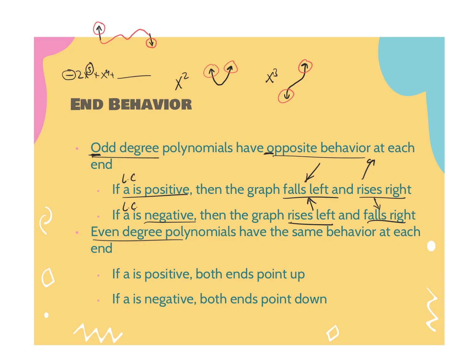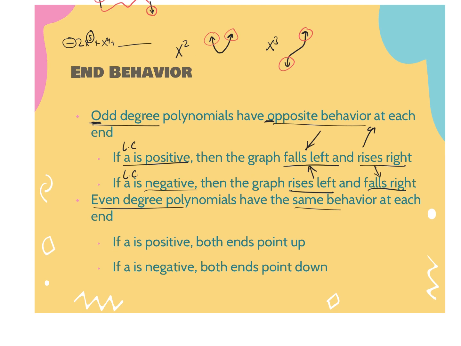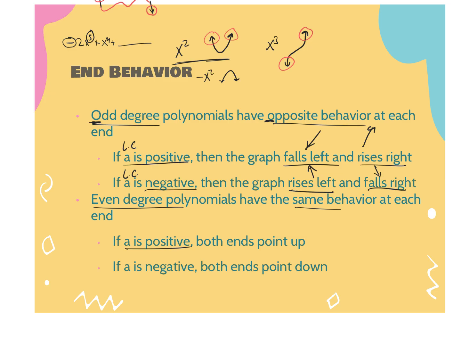Now, even degree polynomials are going to have the same behavior at each end. Think about something like x squared, like we did in the very beginning. Both ends are pointing up, whereas if I had a negative x squared, both ends would be pointing down. So it's either both up or both down, but no matter what, they are in the same direction. So again, if a, your leading coefficient, is positive, then both ends are going to point up. And if a is negative, then both ends are going to point down.